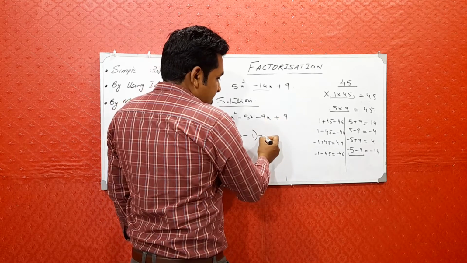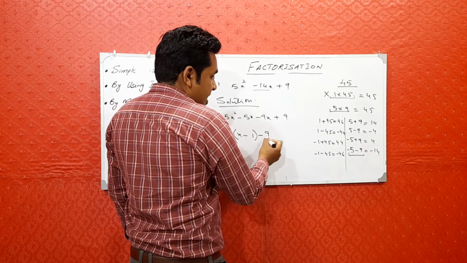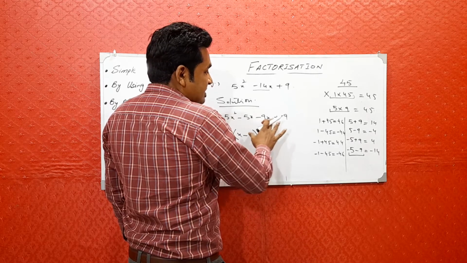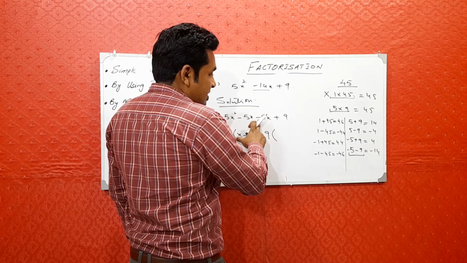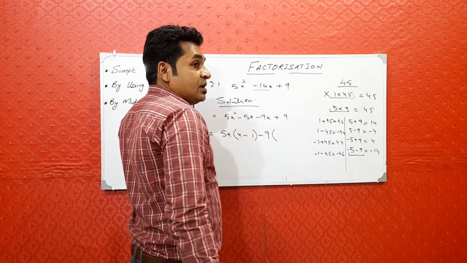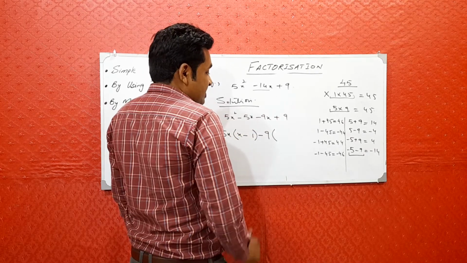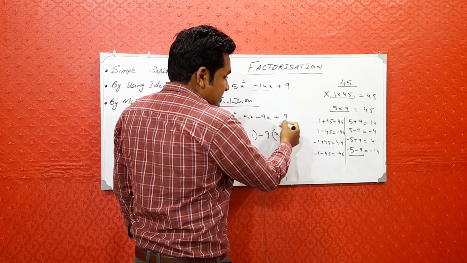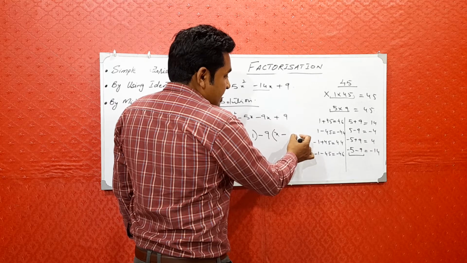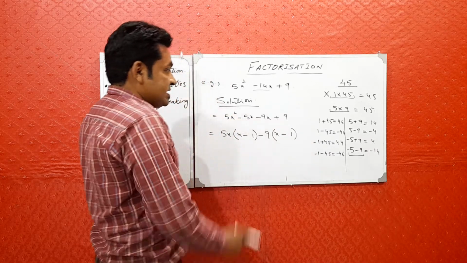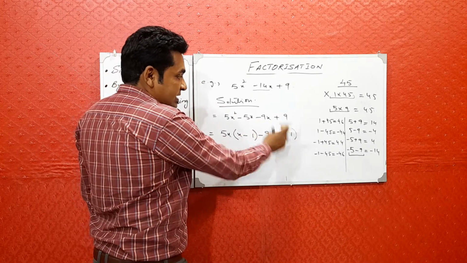In this you can take 9 common, we have taken minus 9 common. When you take minus 9 common, the signs change. The term with negative sign becomes positive, and the term with positive sign becomes negative. So it was a negative term, so it will become x, and this is the positive term, this will become negative, so negative 1. Because we have taken 9 common, 9 ones are 9.